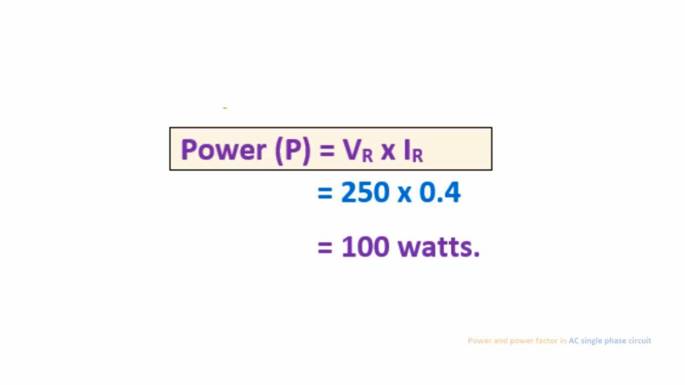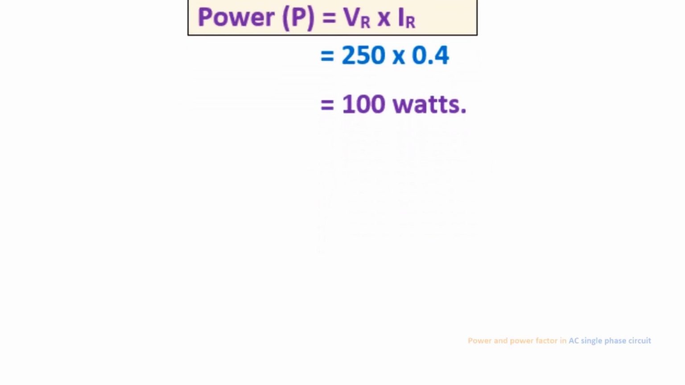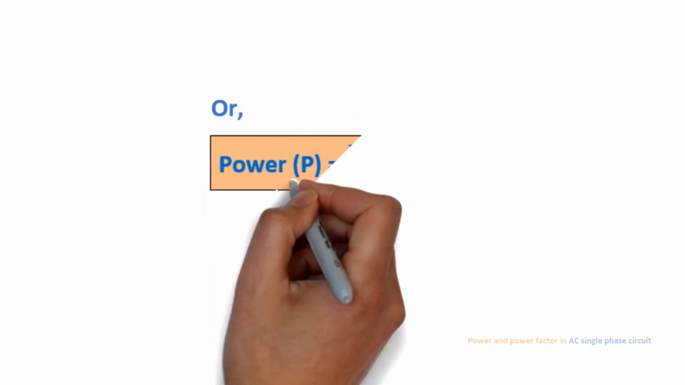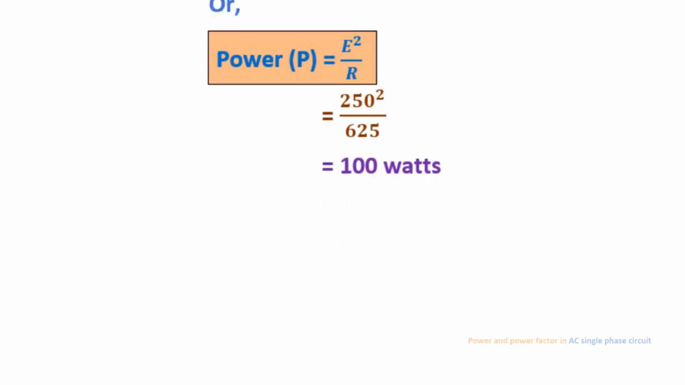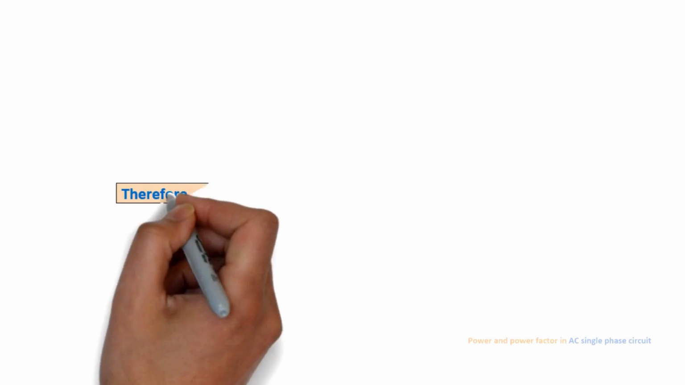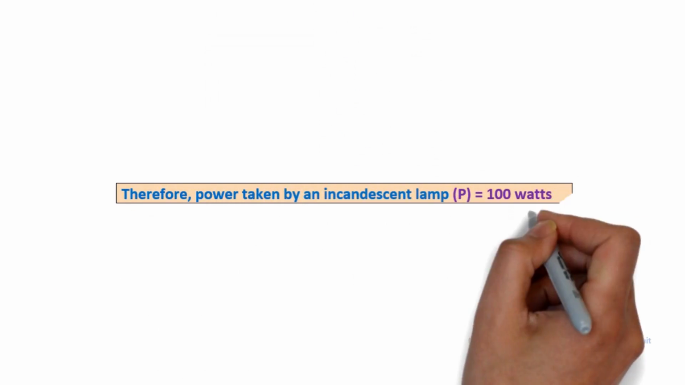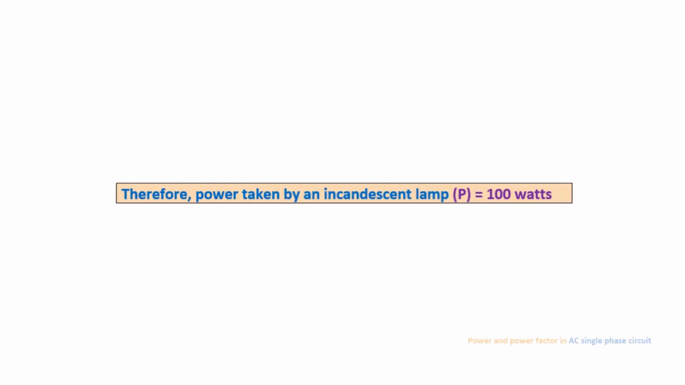Here we have another way to solve the problem, that is power P is equal to E square by R. Substitute the given values in the above equation. We get 250 whole square divided by 625. That is equal to 100 watts. Therefore, power taken by an incandescent lamp P is equal to 100 watts. This is the required solution.